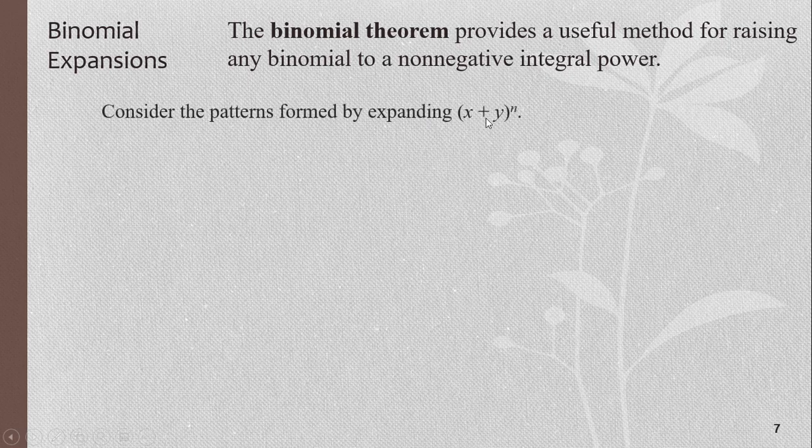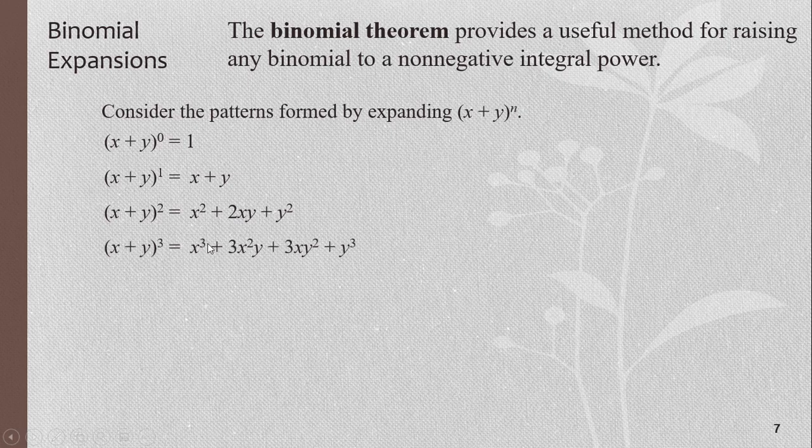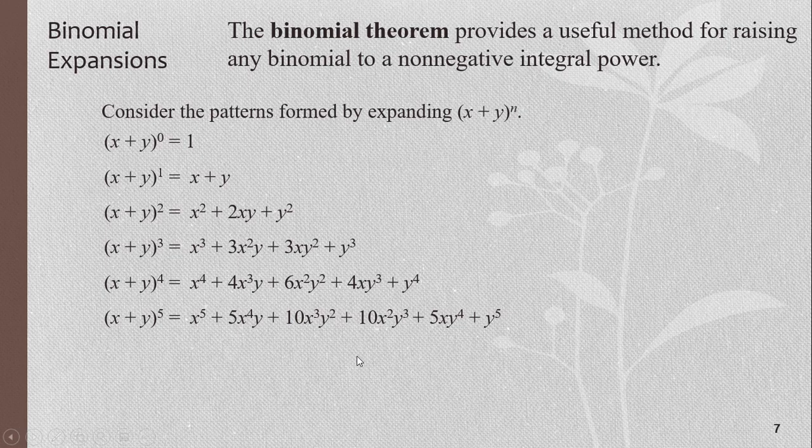So I want to figure out what x plus y to the nth is equal to. Well, x plus y to the 0th power, anything to the 0th power is just 1. X plus y to the first power, well, it's just x plus y. X plus y squared is x squared plus 2xy plus y squared. To the third power, x cubed plus 3x squared y plus 3x y squared plus y cubed. And the fourth, and the fifth.